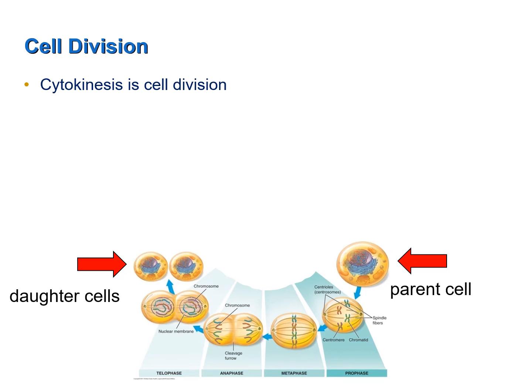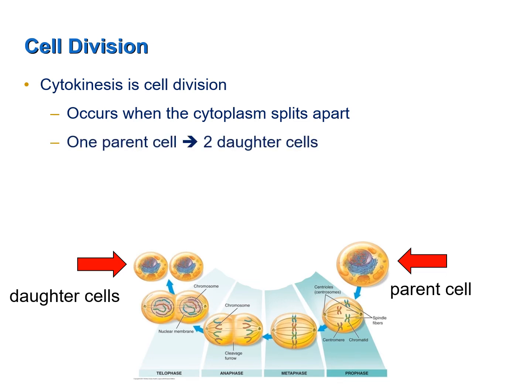Kinesis refers to movement. Cyto refers to cell. So cytokinesis is literally the splitting apart of the cytoplasm. That is what cell division is, cytokinesis. Cytokinesis is cell division. Often, students are taught that mitosis is cell division. It is not. Cytokinesis is cell division. Where does the mitosis come in?